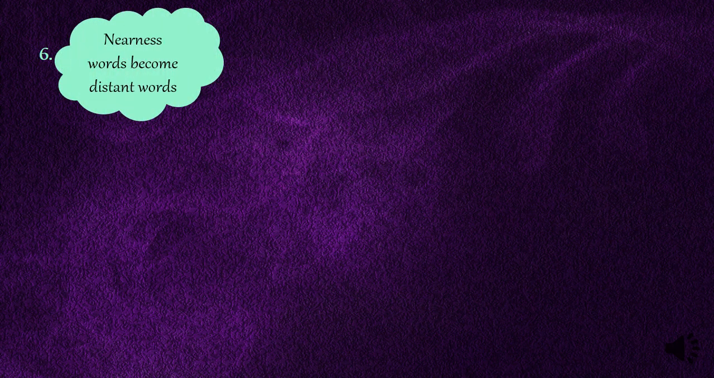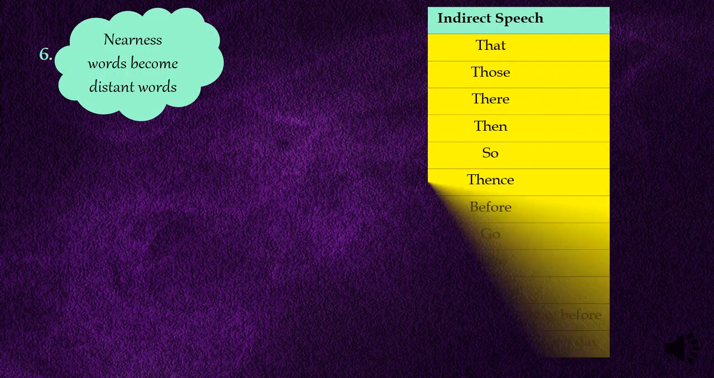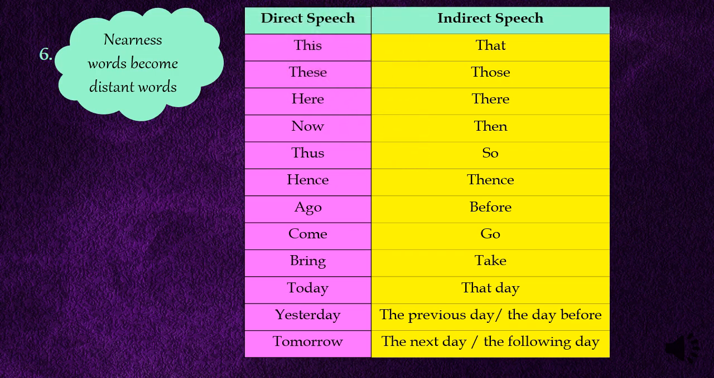Rule number 6. Near adverbial is changed to a distant adverbial. In the direct speech, if you have this, that is changed to that. These becomes those, here, there, now, then, thus, so, hence, thence. Ago becomes before. Come is written as go. Bring becomes take. Today, that day. Yesterday could be written as the previous day or the day before. Tomorrow, the next day, or the following day.